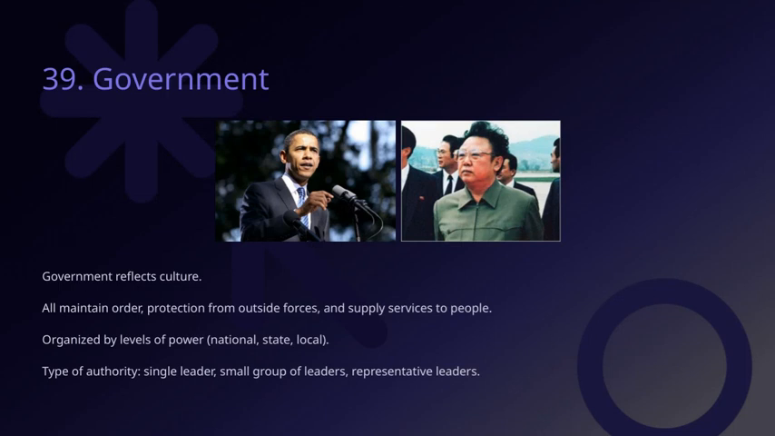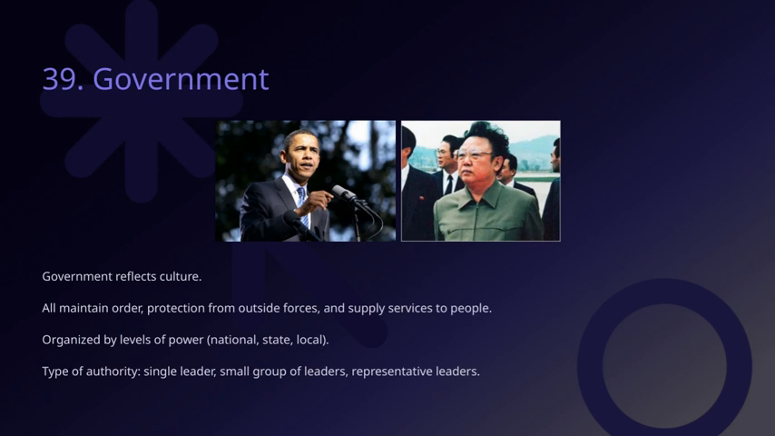So, when we look at the types of authority, we see a few main categories. We have authority held by a single leader, like a monarch or a dictator. Then there are small groups of leaders, such as a ruling council or a small committee. And finally, there are representative leaders, like elected officials who act on behalf of the people. These different types of authority are often organized by levels of power: national, state, and local. Each level plays a vital role in maintaining order and stability within a society.